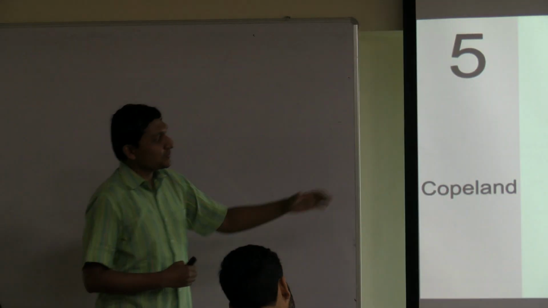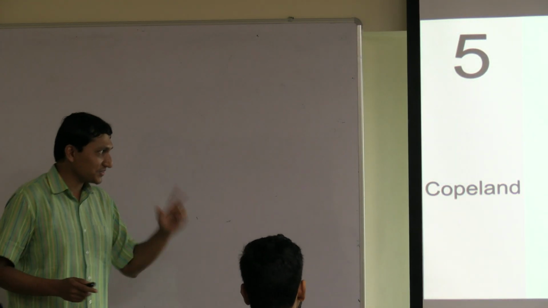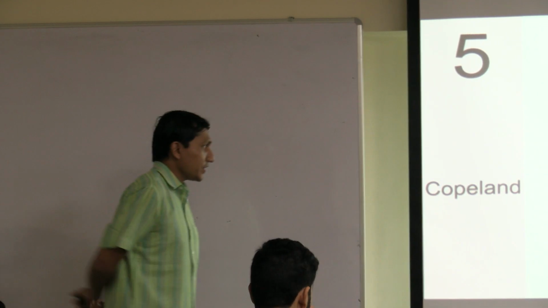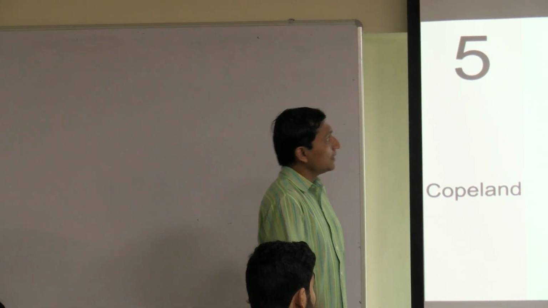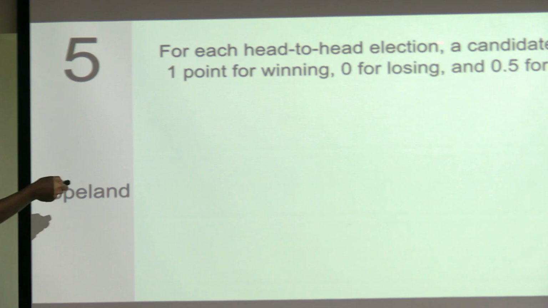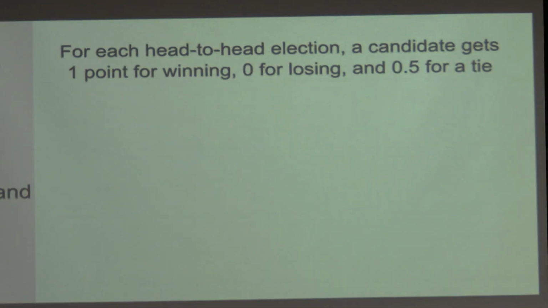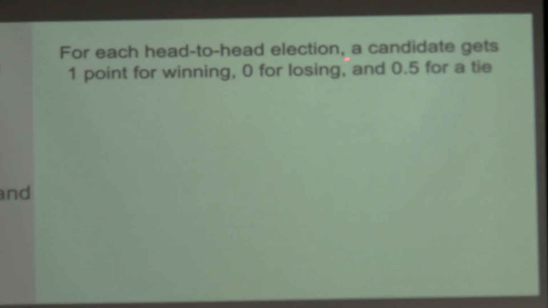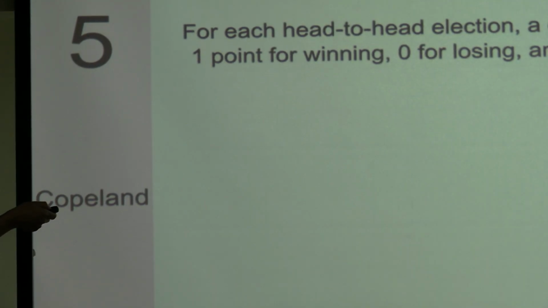Okay. Hopefully when you see this rule, a bell should sort of go in your head. So here's how Copeland works. It looks at head-to-head elections between pairs of candidates. If a candidate wins that pairwise head-to-head, it gets 1 point. If it loses, it gets 0 points. And if there's an equal number of voters who prefer either candidate, then you split the point, half and half.